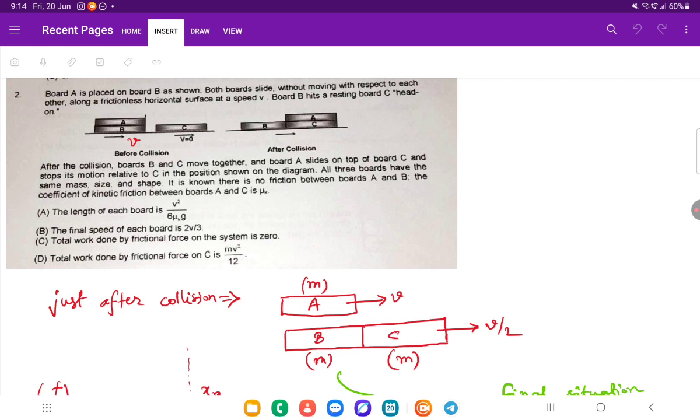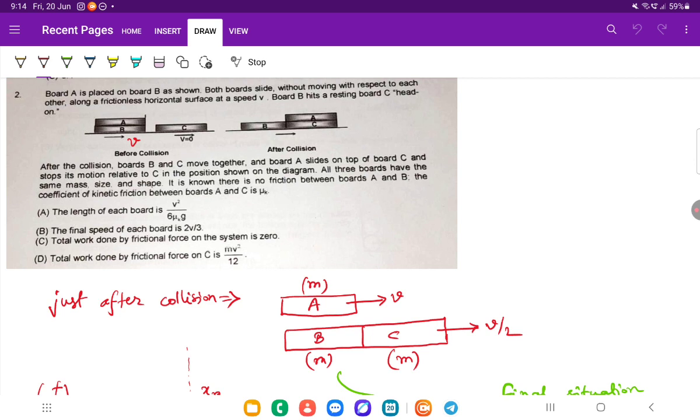The problem states that board A is placed on board B as shown. Both boards slide without moving with respect to each other along a frictionless horizontal surface at a speed v. Board B hits resting board C head on. Everything is shown in the figure before collision and after collision. After the collision, boards B and C move together and board A slides on top of board C and stops its motion relative to C in the position shown on the diagram.